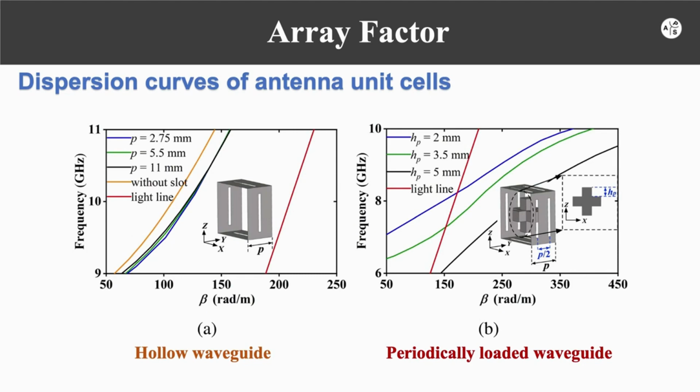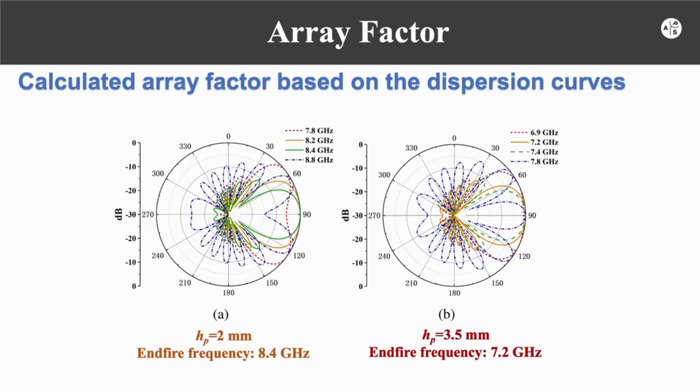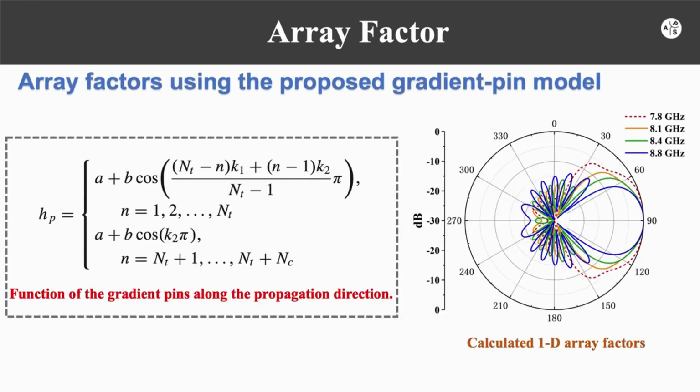Obviously, the value of beta is greatly improved with the increase of the pin height HP. To validate this approach, the ideal array factors were calculated. Although the end-fire array factor can be produced using a periodically loaded slotted waveguide, this is still not suitable in the design of broadband end-fire leaky wave antennas. To address this narrowband issue, gradient pins loaded on the inner core are used, thus providing a new degree of freedom to control the dispersion.